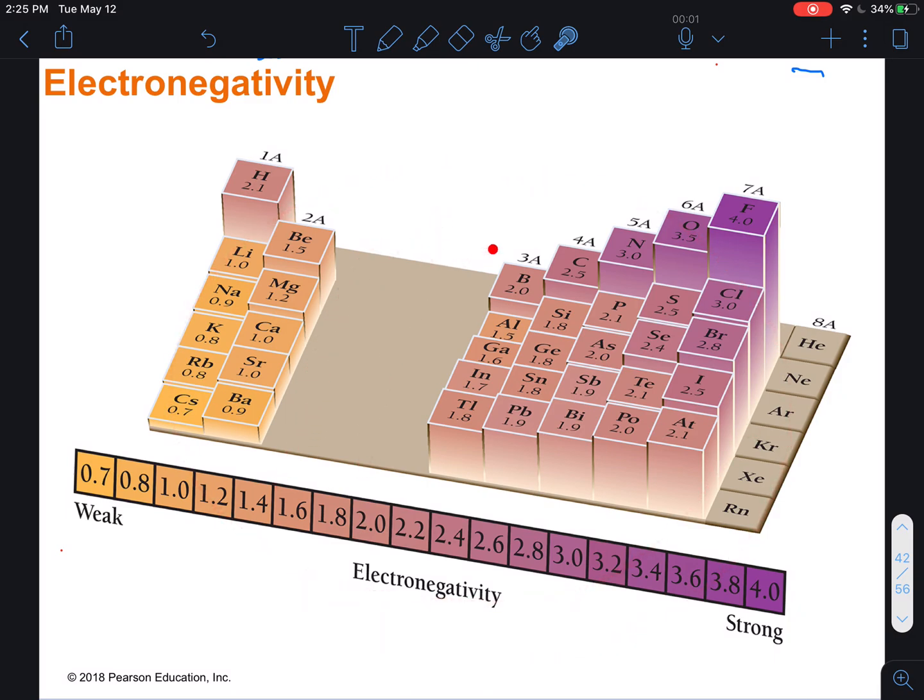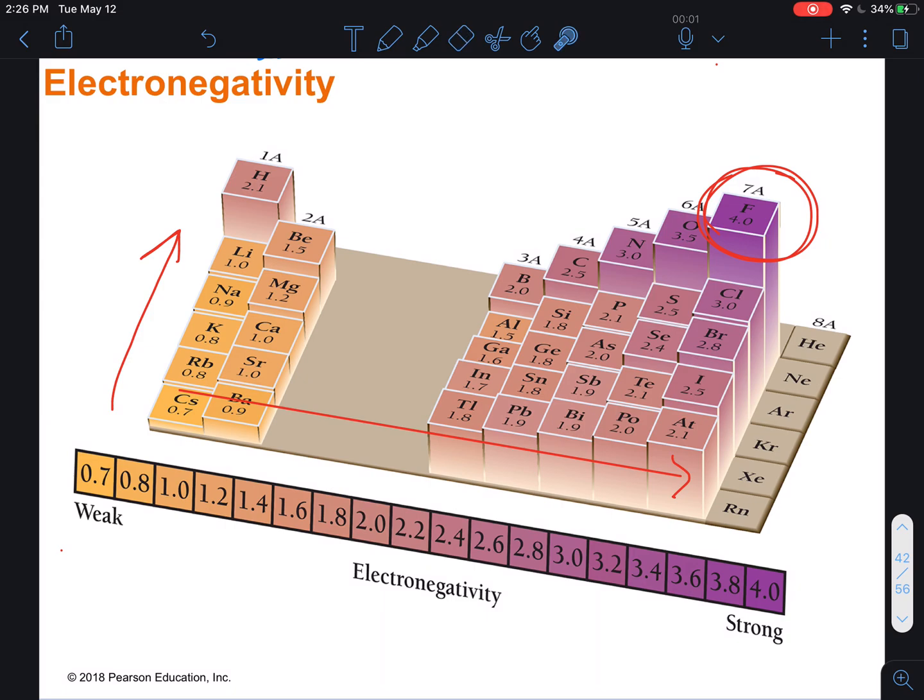So this is the electronegativity scale. Again, we left out the transition metals, so we have all the main group ones, and you can see that as we go up a group, electronegativity increases, the values increase, they get closer to 4, and as we go across a period, electronegativity also increases, with fluorine being the most electronegative atom.